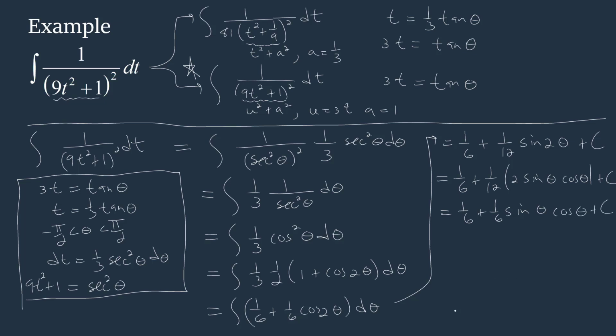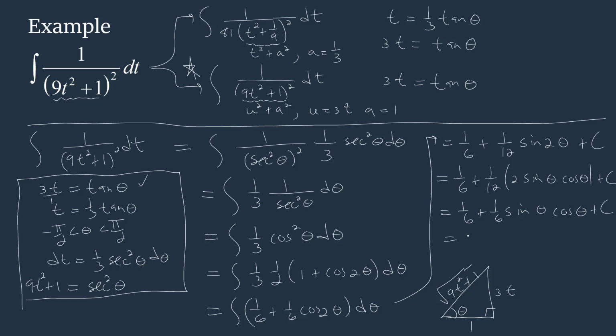Okay, well now if you go back to the beginning here, you see that the tangent of theta is 3t. That's really the tangent of theta equals 3t over 1. So if we make a little triangle where this is theta, this is a right triangle, the tangent of theta is 3 over 1, so that's 3t, the opposite, 1, the adjacent, and the remaining side would then be the square root of 9t squared plus 1.